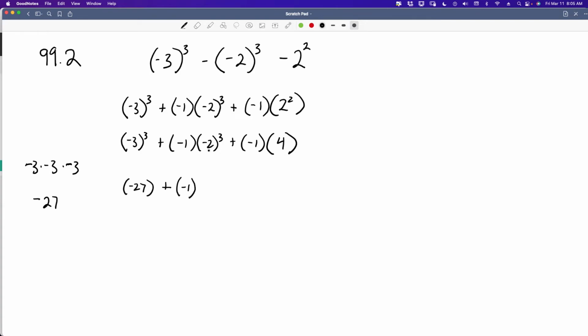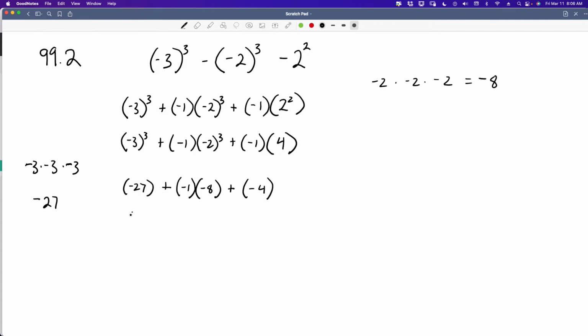Now we have negative 2 3 times. So it's going to be negative 2 times negative 2 times negative 2. Well, we know that an odd number of negative signs is going to give us a negative answer. And 2 times 2 times 2 is 8. So negative 8. So that's what goes in here is negative 8. And we know we have negative 1 times 4. That's going to be a negative 4 here.